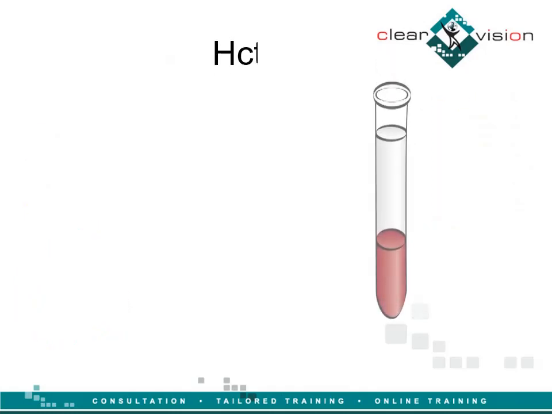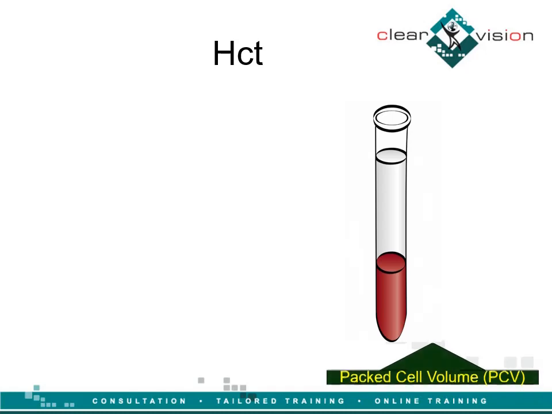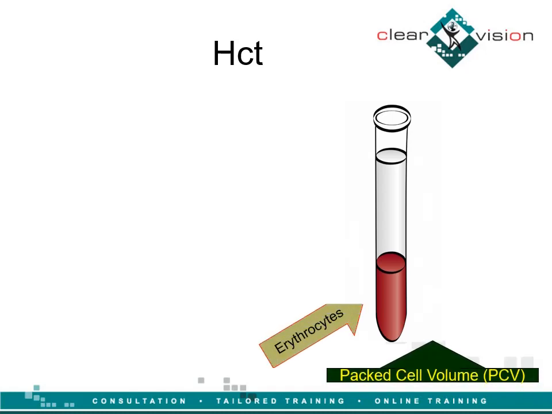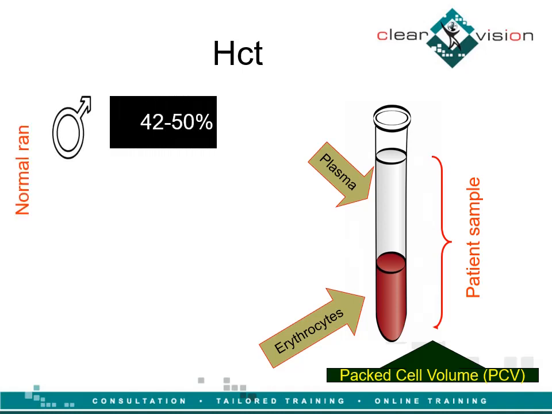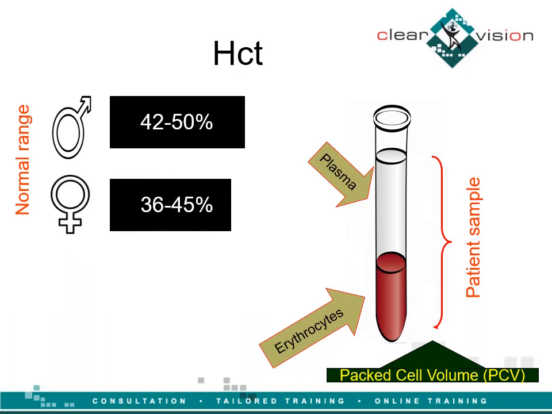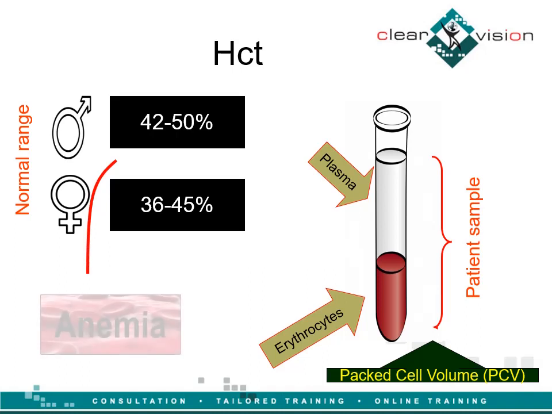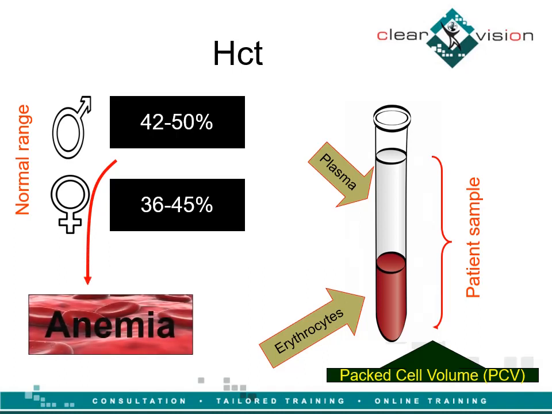Hematocrit is the percentage volume of blood which is composed of erythrocytes compared to the total sample collected from the patient. The rest is the plasma. This test is also called packed cell volume. The normal range for males is between 42 to 50%, and for females between 36 to 45%. Hematocrit is also reduced in anemic patients.